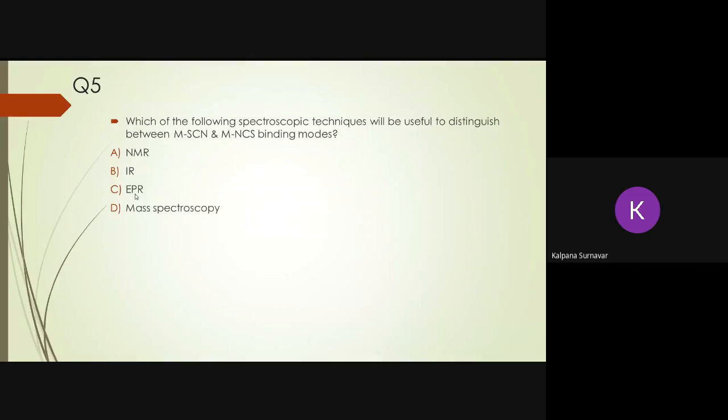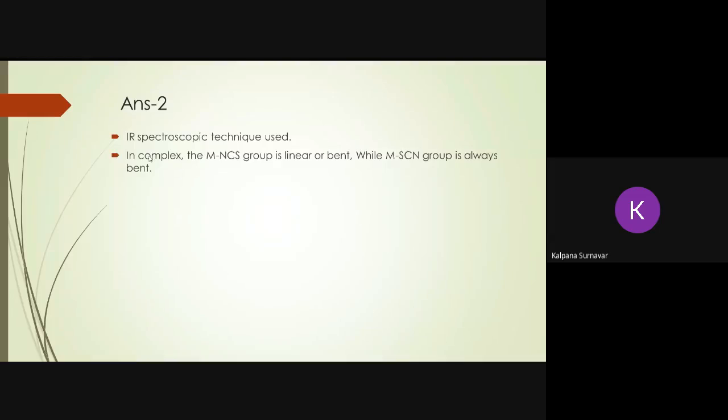So the next spectroscopy is the third option, EPR. Obviously, EPR gives the idea about the unpaired electrons. And the second option remains, which is IR spectroscopy. And we have to find out the difference between M-SCN and M-NCS. The IR spectroscopy is useful for this.